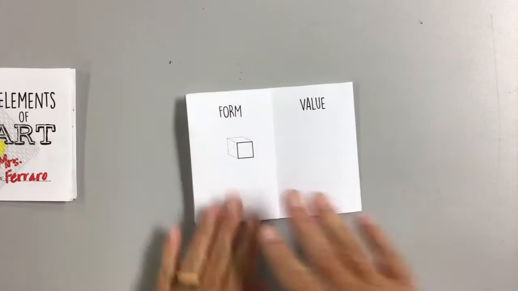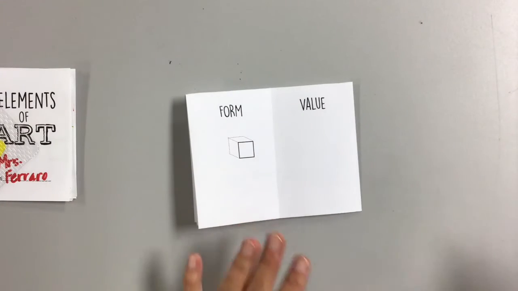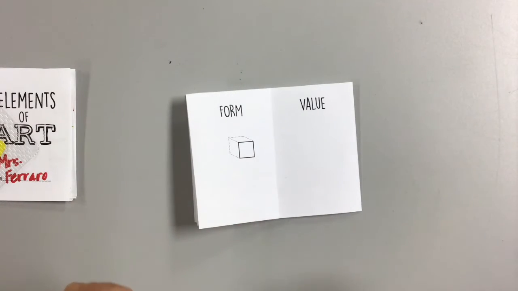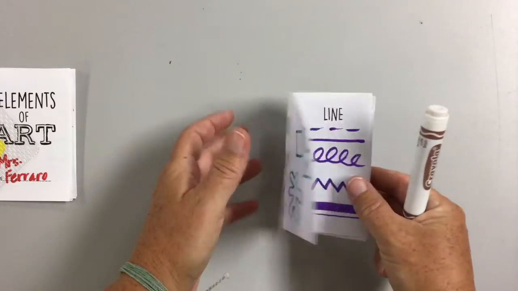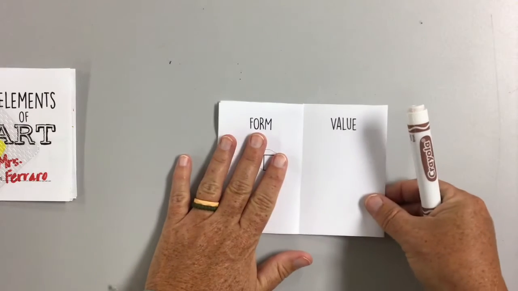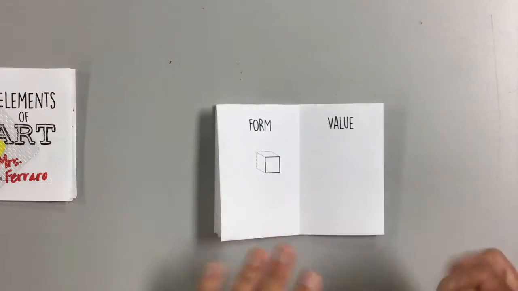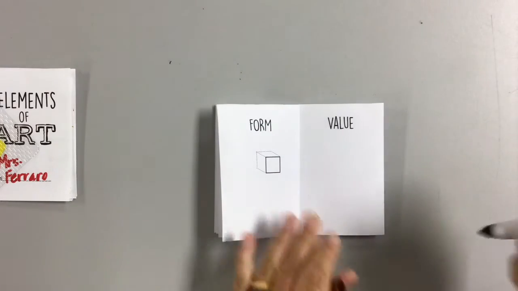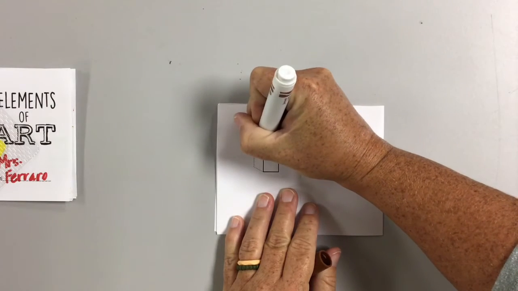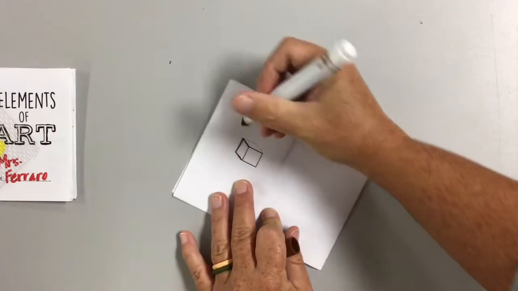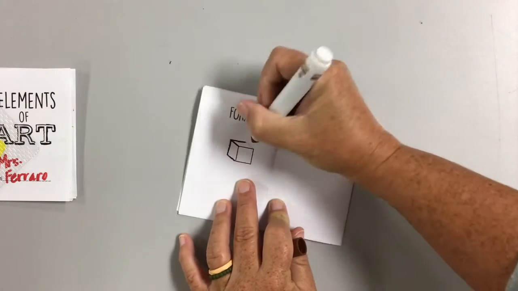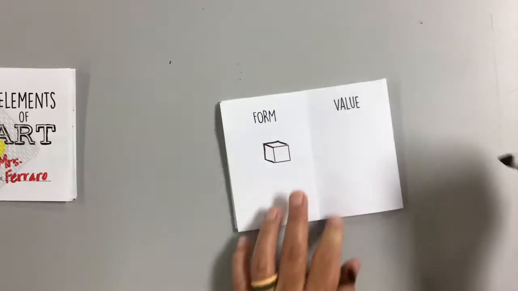Form. Form is a three-dimensional object. Well, in this case, this book we're making is a three-dimensional object, but it's hard to make three-dimensional objects flat on a piece of paper. So what I've done for you is I've drawn a square and made it look like a cube. So if you want to trace over those dotted lines, you will form a cube.